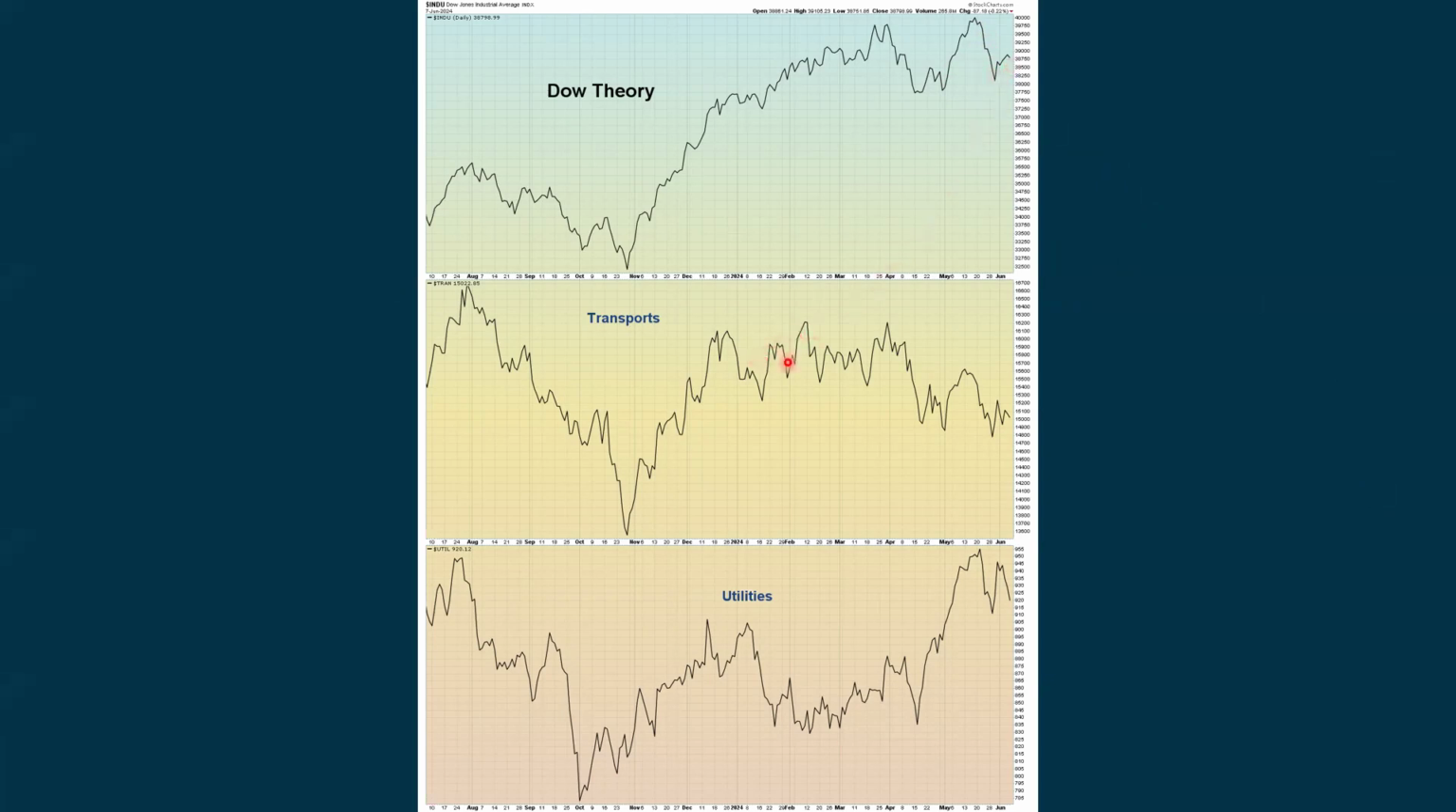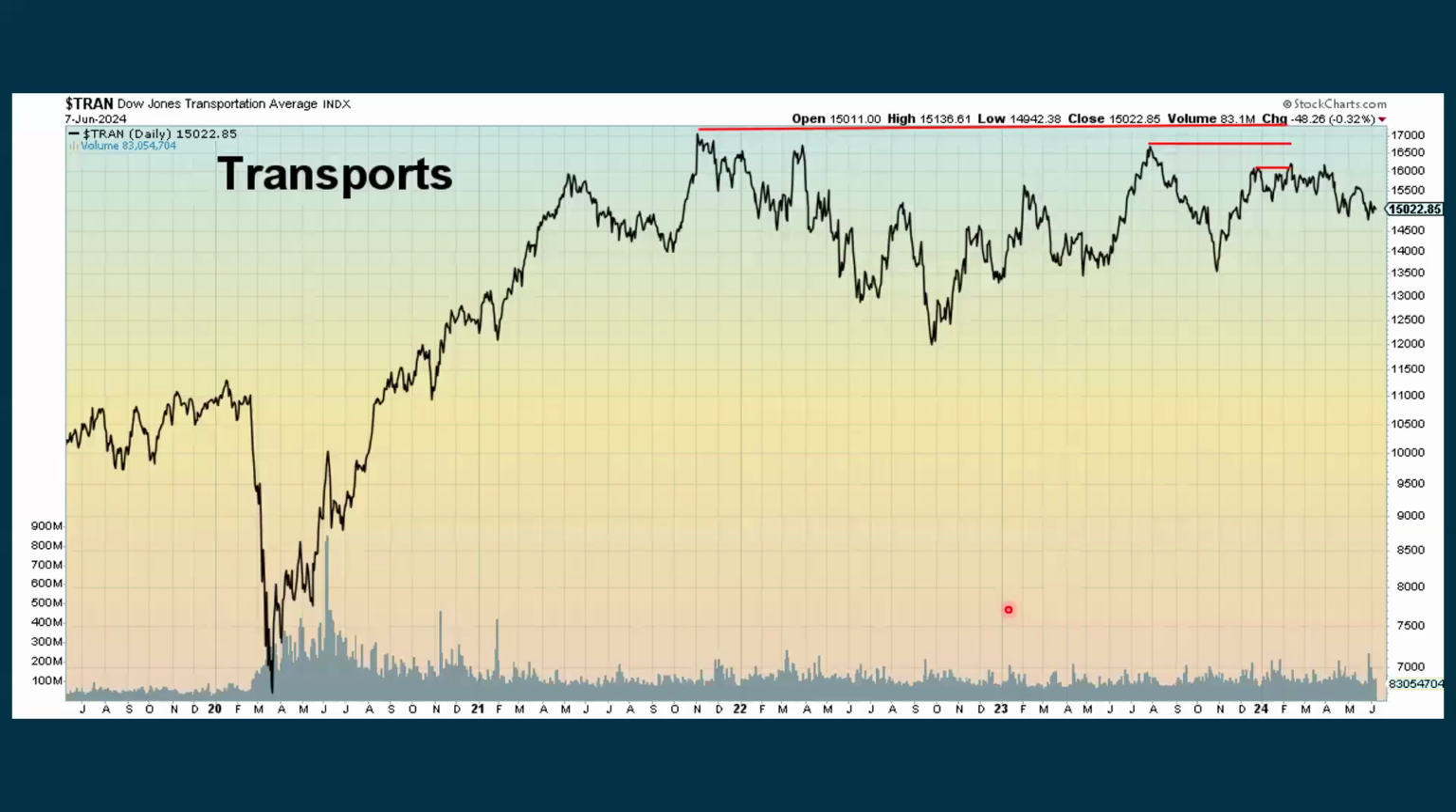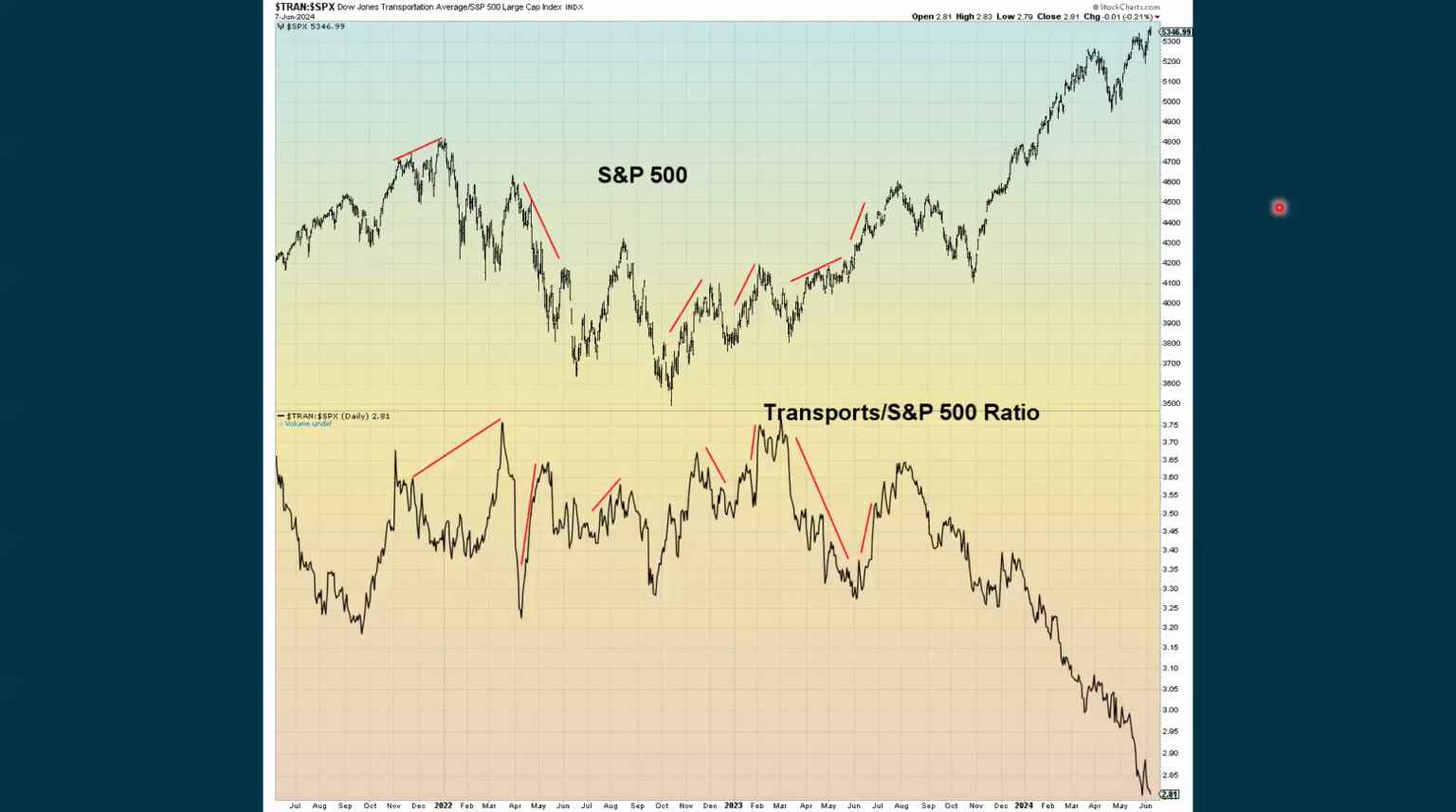Then we look at transports, which really have not been going anywhere in 2024. That's traditional Dow theory. Now, I add utilities to this as well, where utilities were really going up strong. They were pulling back, then bouncing. Lately, we've been seeing more of a pullback here. Then the transports, this has just been really a disappointment for the market in 2024. We're just chopping sideways. We look at a ratio showing how the transports are really underperforming the S&P.